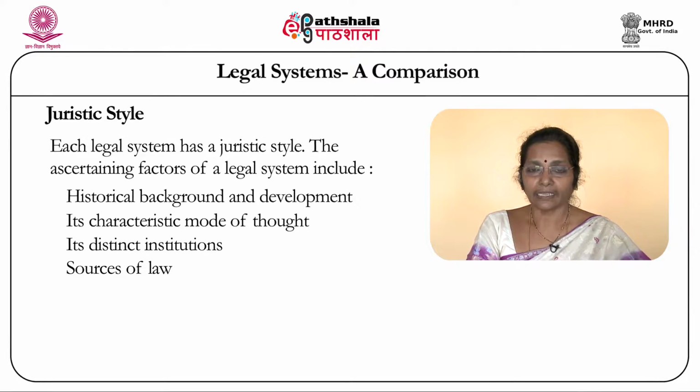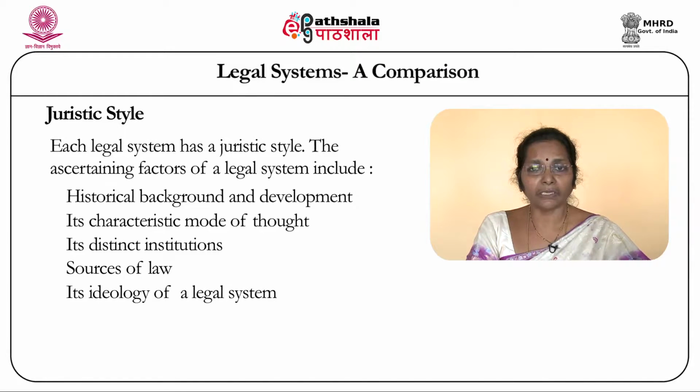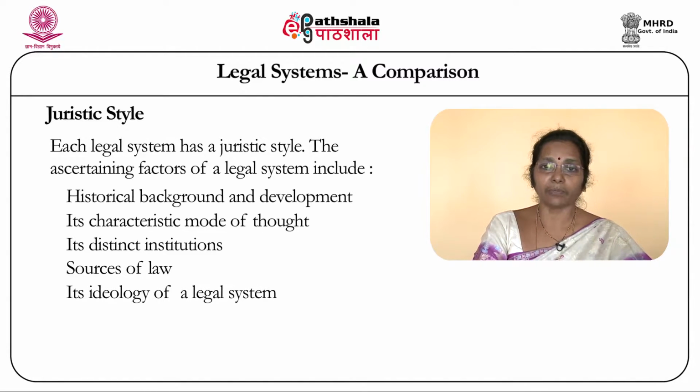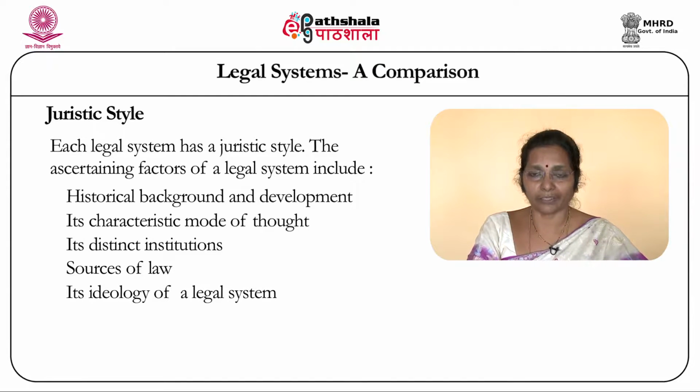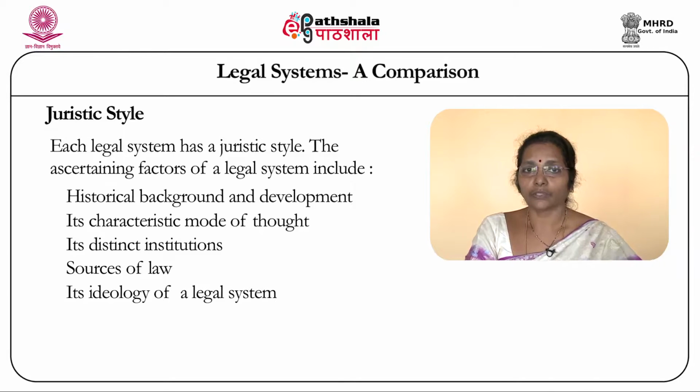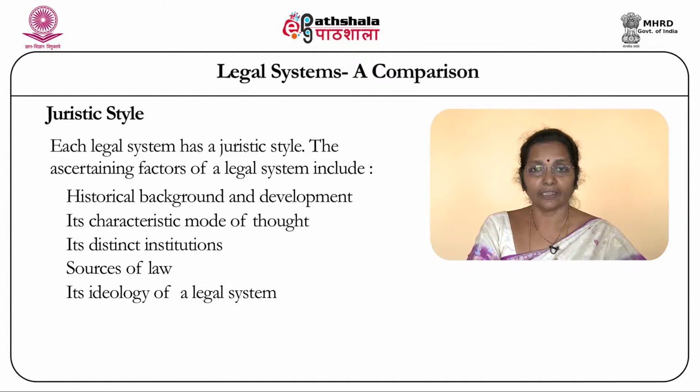And lastly, the ideology of a legal system. The ideology is dependent on the system: for example, the socialist legal system has an economic content. Some countries have a political ideology, some countries have a religious ideology. So, all these five taken together determine the juristic style that exists in order to understand a legal system.